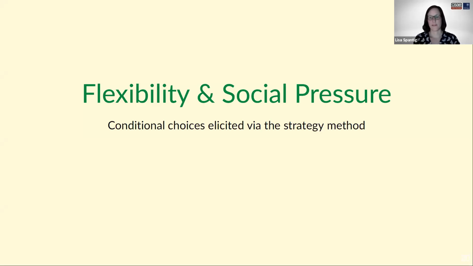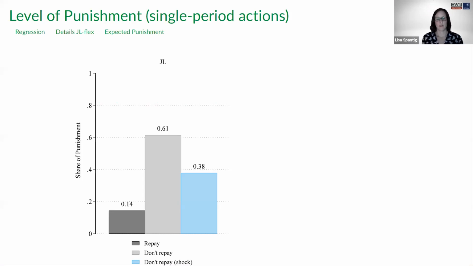How does flexibility affect social pressure? Here again, conditional choices elicited by the strategy method, for all different types of situations that your partner might be facing in a given period. So first, let's look at the punishment decisions in joint liability. Here, looking at the share of punishment you're allocating to your partner, dividing the income tokens by 2, we see that we do have a fraction of punishment as well when the partner is repaying.